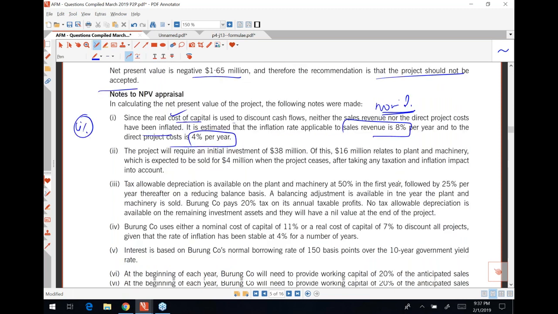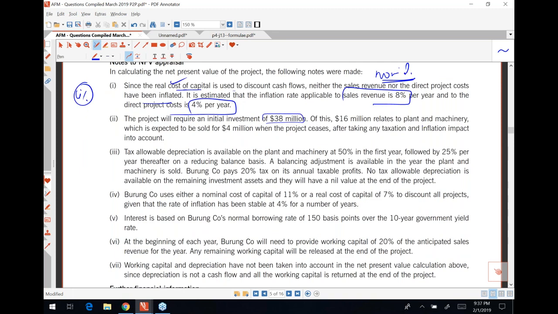Next, it says the project will require an initial investment of 38 million. Of this, 16 relates to plant and machinery, which is expected to be sold for 4 after taking any taxation and inflation impact into account. So this is correctly mentioned here.